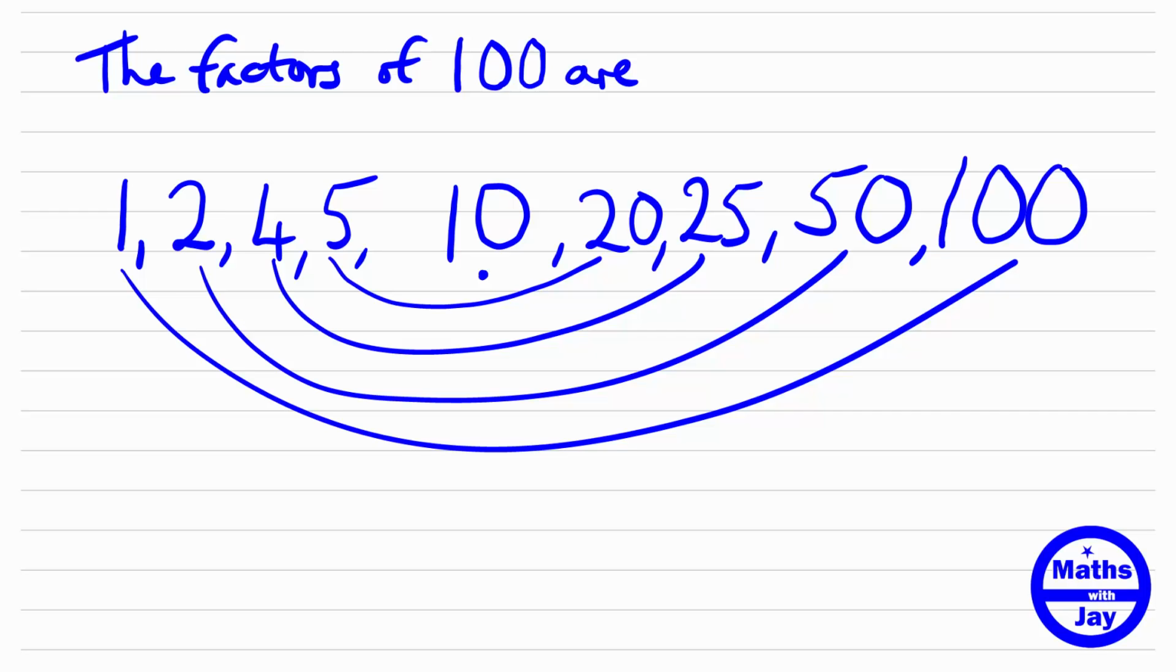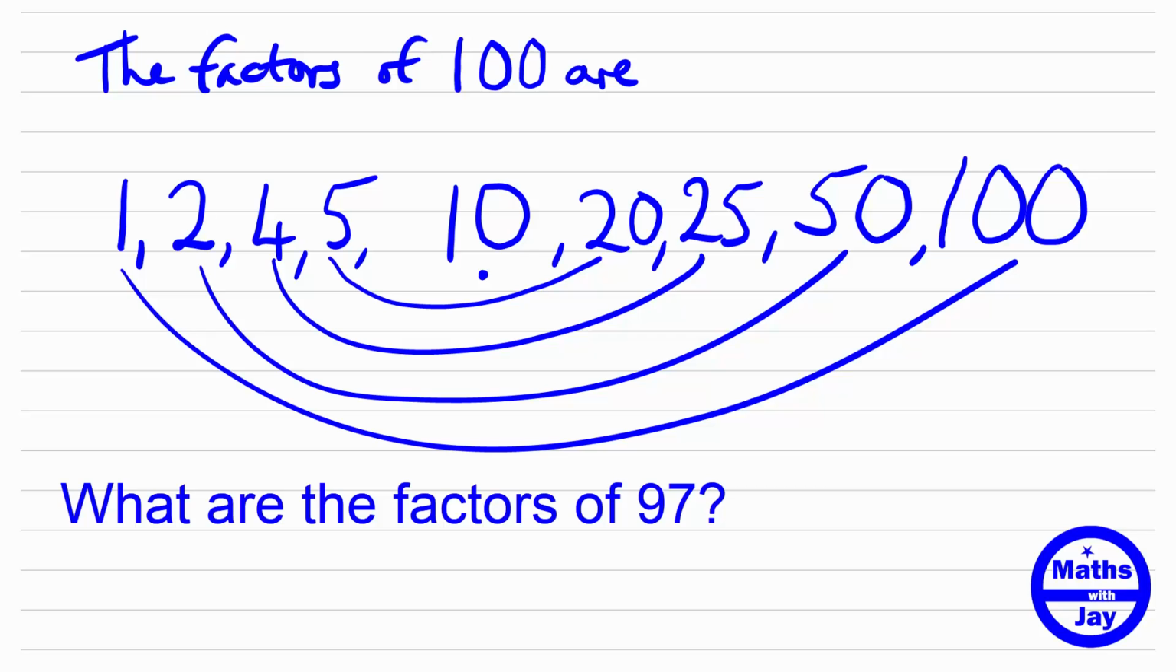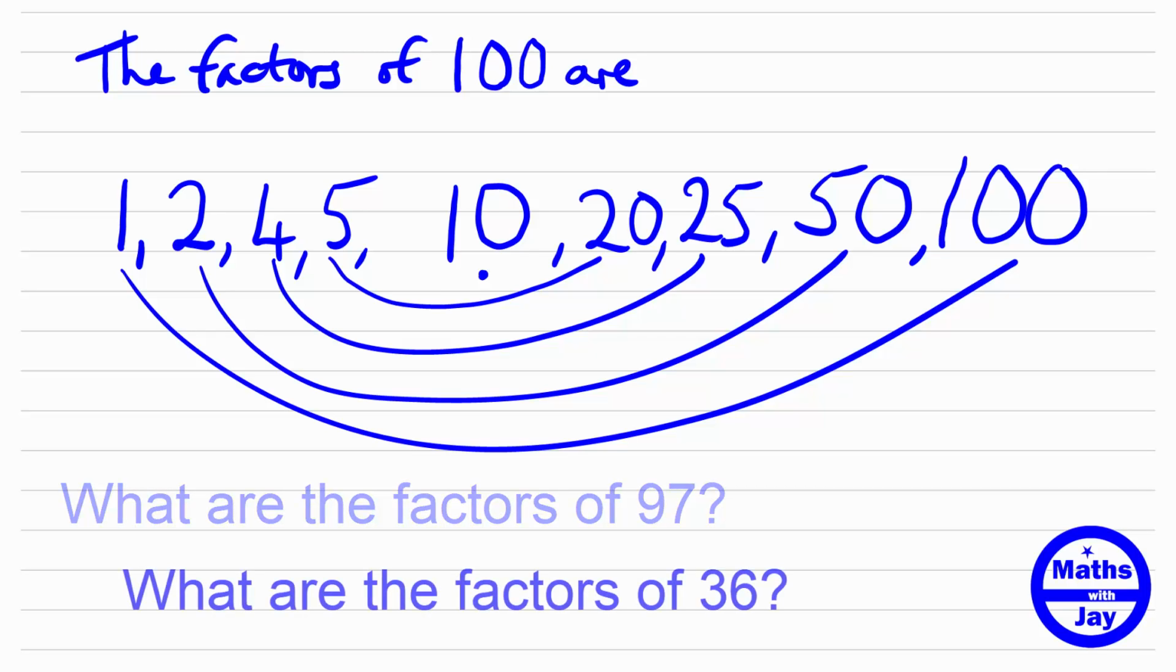So maybe you'd like to try some of these for yourself. For example, what are the factors of 97? What are the factors of 36?